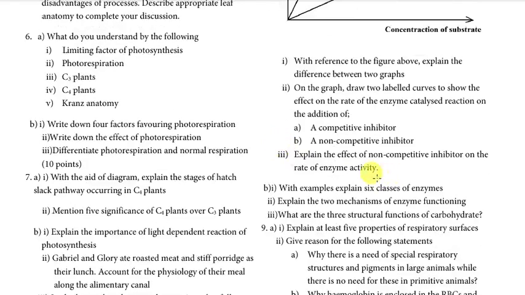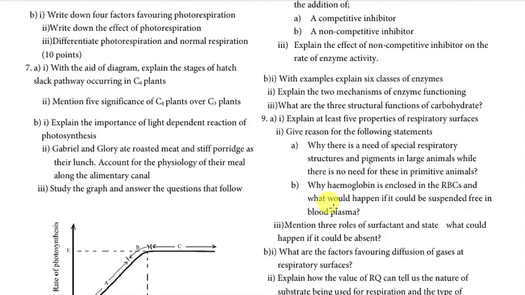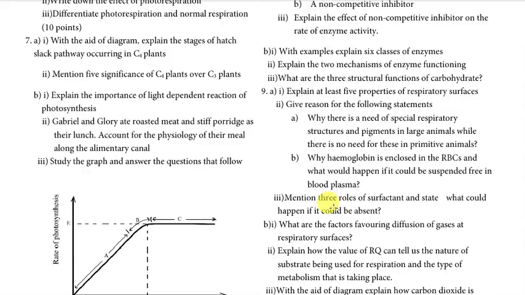Roman 3: explain the effect of a non-competitive inhibitor on the rate of enzyme activity. A non-competitive inhibitor does not depend on enzyme concentration or substrate concentration, because it inhibits the enzyme regardless of the presence or absence of the substrate. Okay, B: with examples, explain 6 classes of enzymes.